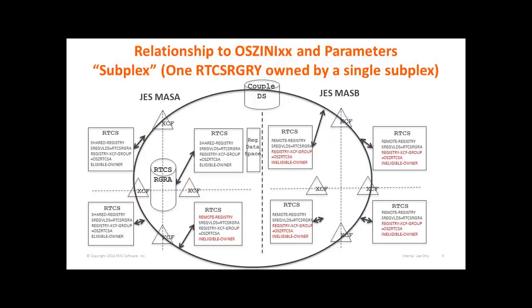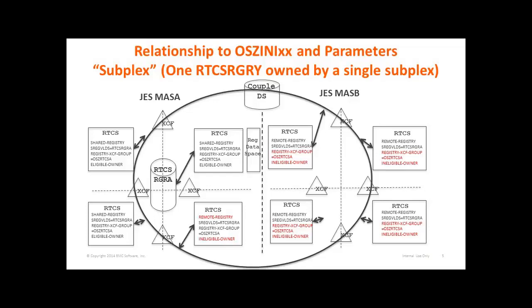Here's an alternative arrangement where there's a single shared RTCS subsystem system registry, but it is owned by the A subplex. That is, only the LPARs in subplex A can be owners of the RTCS registry, because only they have physical access to it and can allocate it. Therefore, all systems in subplex B are now ineligible owners with remote registry only setting.